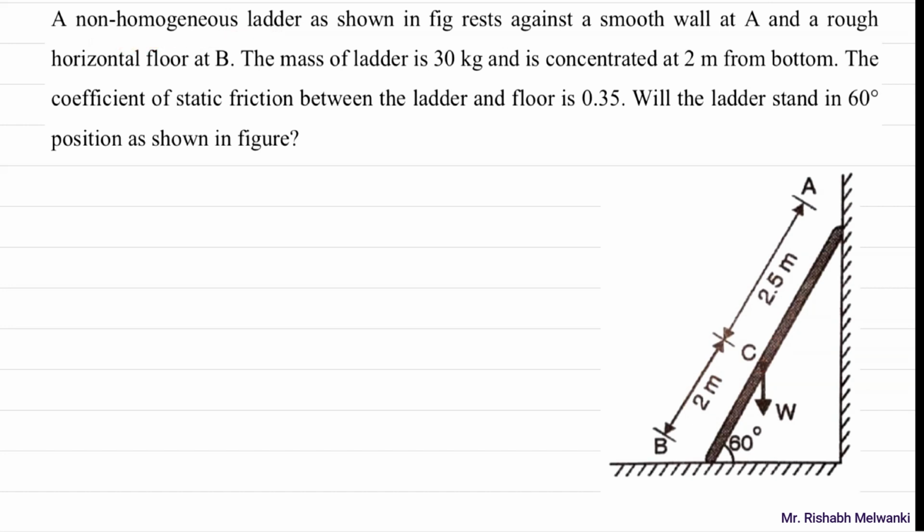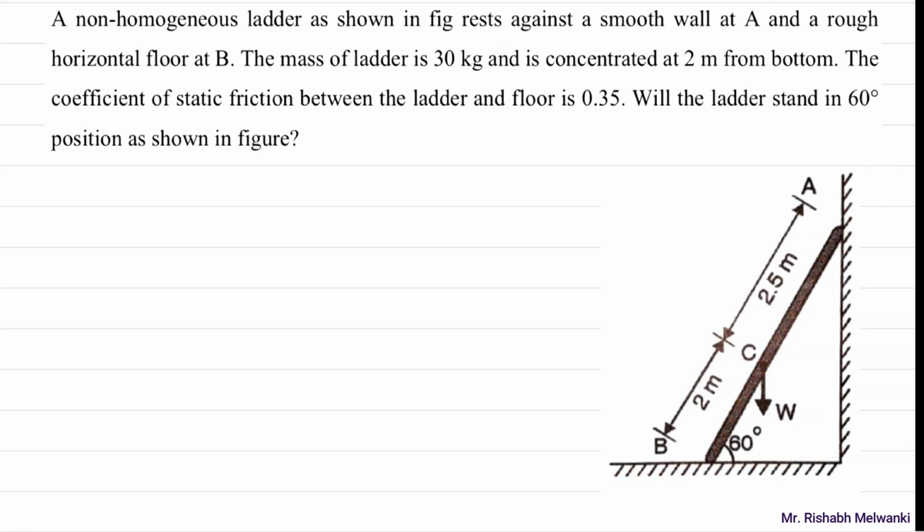What is the meaning of this? A single material is not there. It could be that, and that could be the problem, and because of that the center of gravity might have shifted. So the same thing has been shown over here. Now this ladder is resting at point A. It is having support with the vertical wall, and at point B it is having support against the horizontal floor.